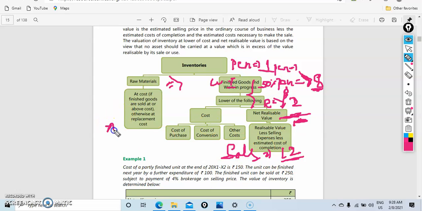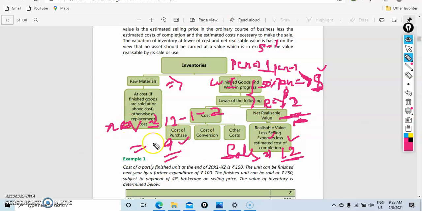For cost, it's fine, only 50% of the pen we will take, this is the cost. For the NRV of this 50% pen, we take the sales value, which is 12 rupees, minus expenses. Are any expenses there? Suppose in the question they give you 1 rupee as selling expenses. Then the expected cost of completion, you should also minus 2 rupees. So then you get 9 rupees.